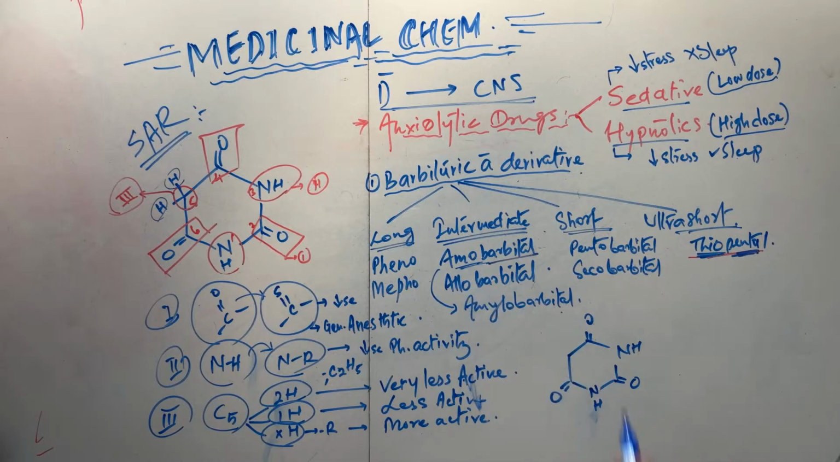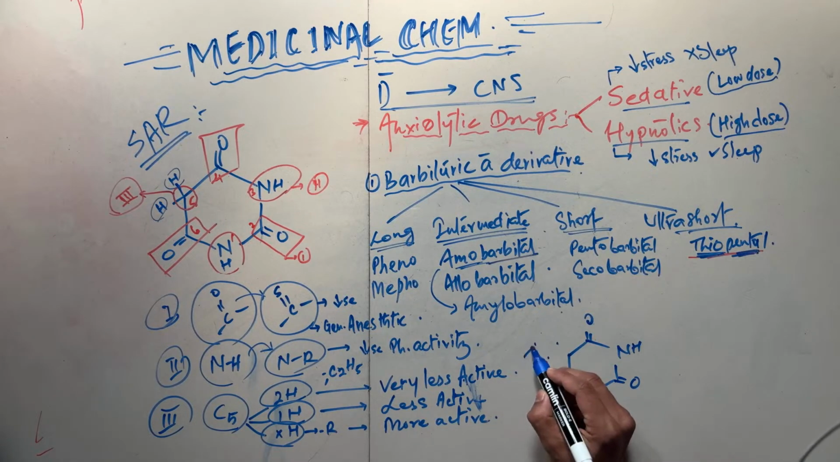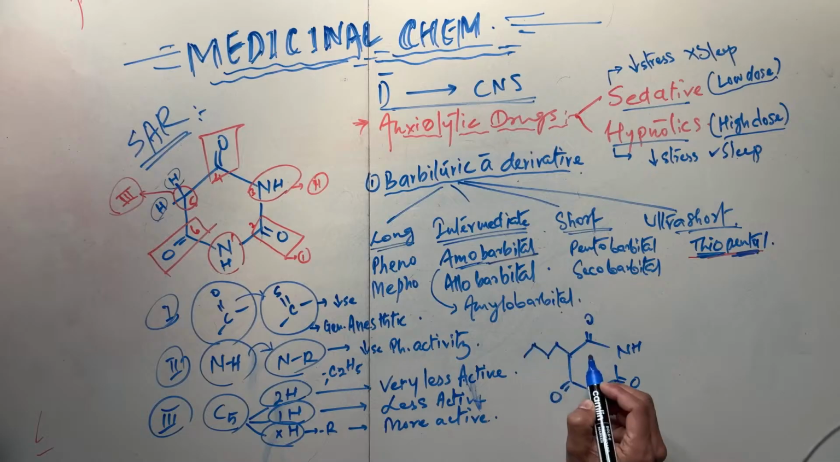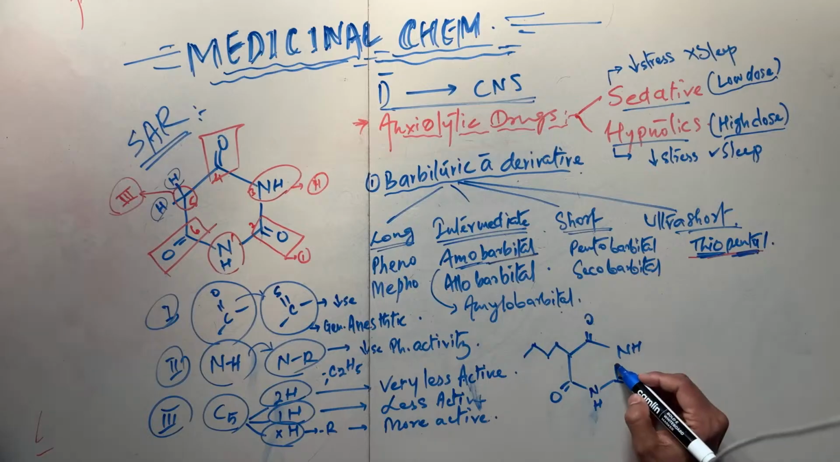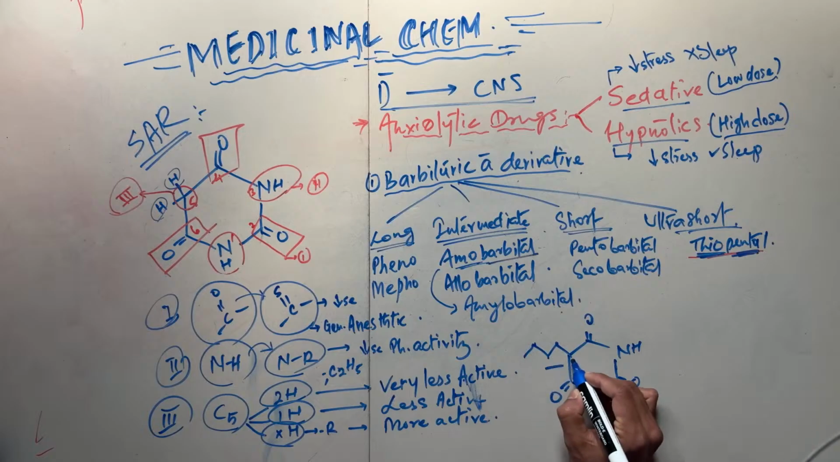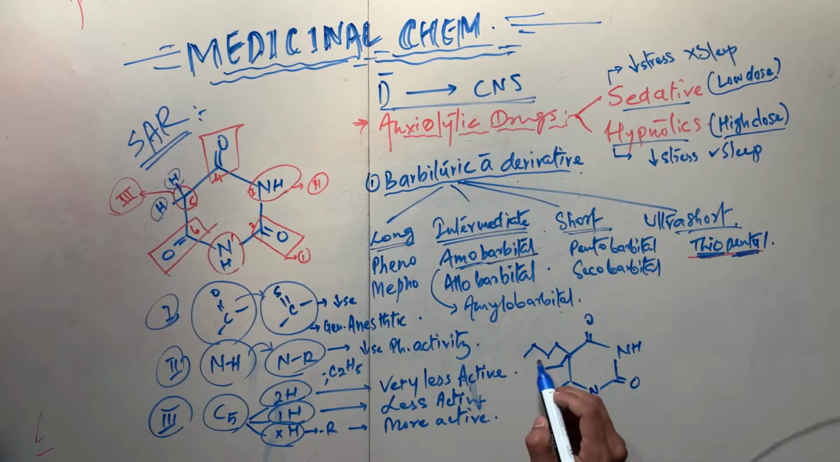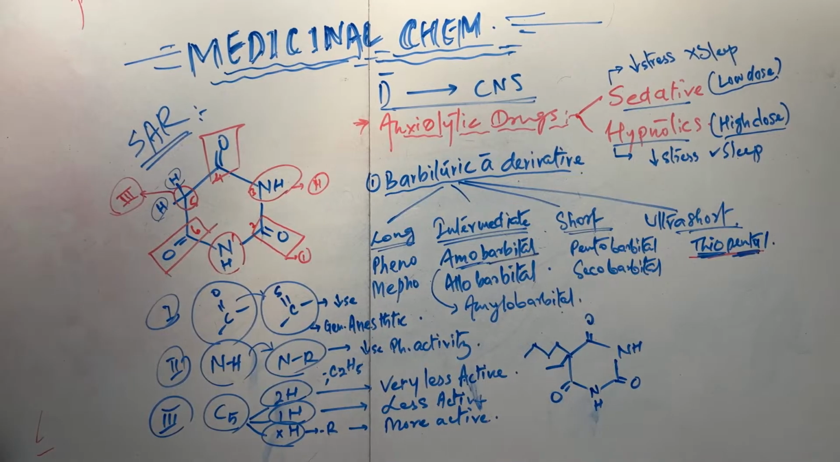Why is it called amobarbital? Because of the presence of amyl group. So where is the amyl group? 1 2 3 4 5. Okay, modification is done at 5th position, and along with that you will see one ethyl group present. So this is ethyl group, this is amyl group, and because of this amyl group I will write one thing.